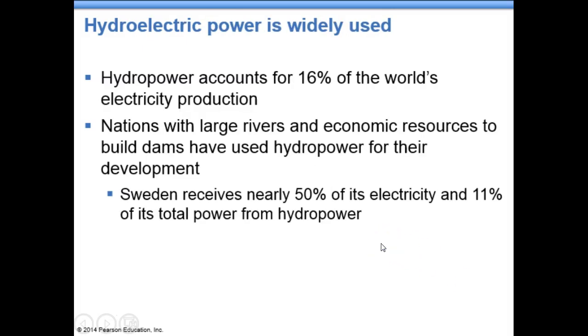As far as how much hydropower we are using for our energy supply, about 16% of the world's electricity comes from hydropower. Nations with large amounts of river and water and economic resources build dams, and they have been the keystone of their development. So we're talking about places like Canada and Brazil, Norway and Austria and Switzerland and Venezuela. And we can't leave out Sweden because we've talked about Sweden quite a bit. They receive about 11% of the total energy.